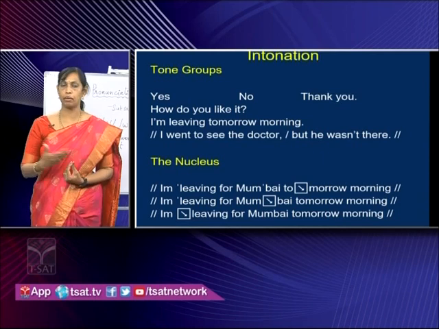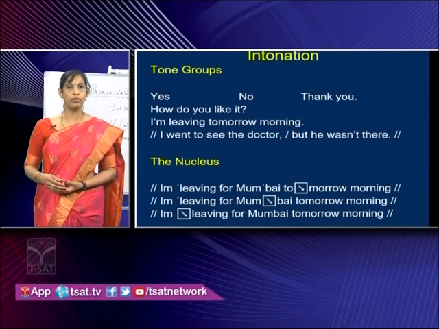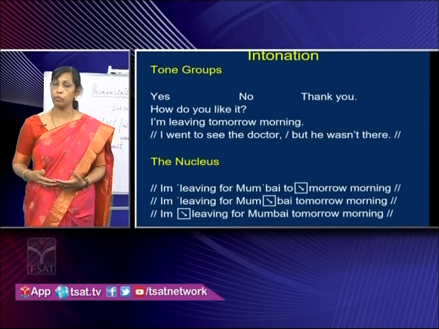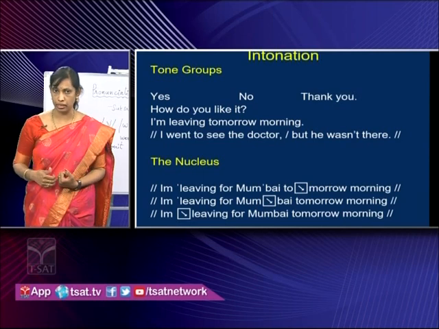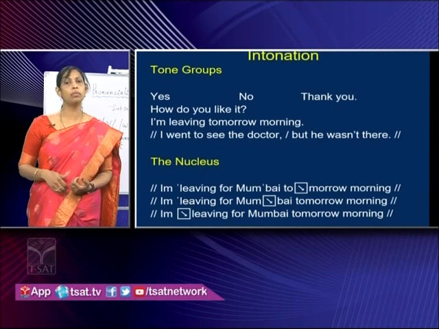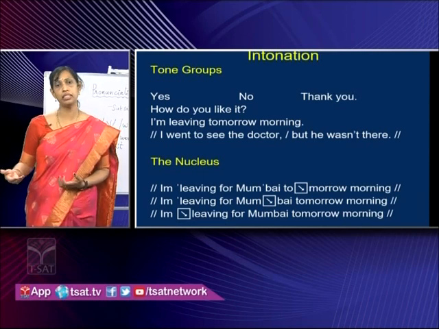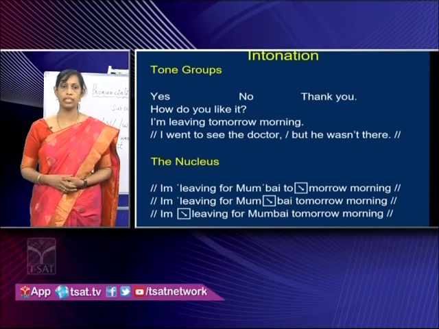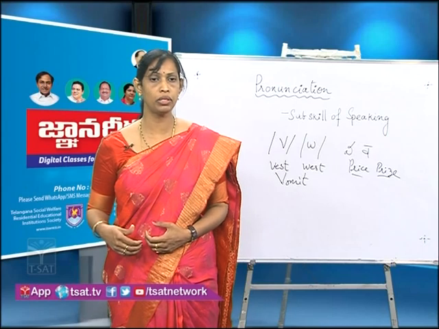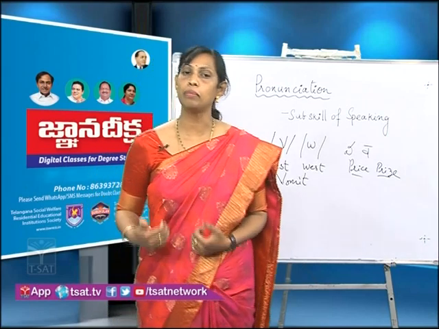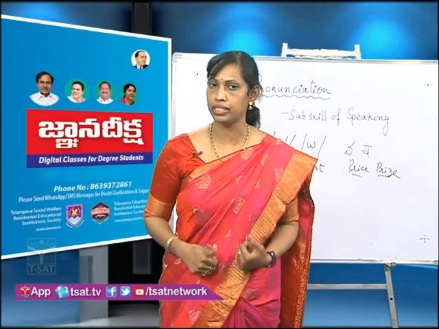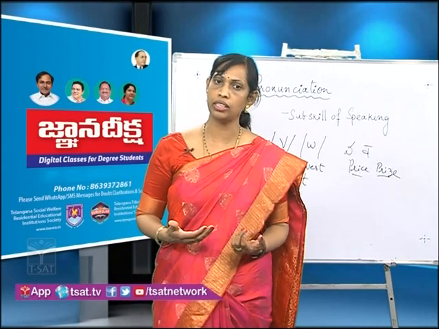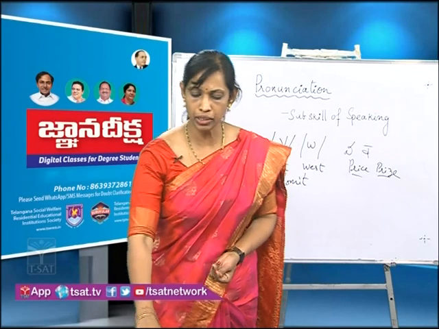Let us take the example here. I am leaving for Mumbai tomorrow morning means I am leaving for Mumbai tomorrow and not today. I am leaving for Mumbai tomorrow morning means I am leaving for Mumbai and not to Delhi. And if I say I am leaving for Mumbai tomorrow morning, that means I am leaving and I am not staying back. So we have seen the tone groups and the nucleus here.